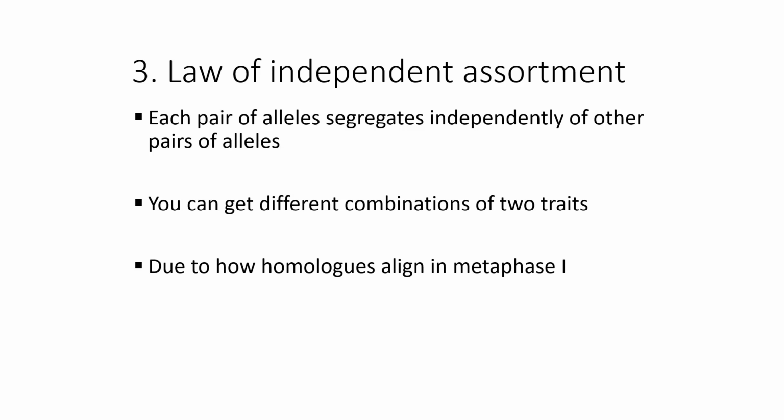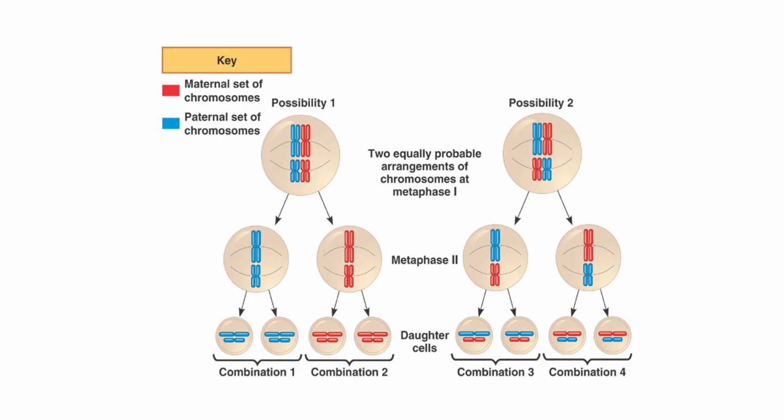But the law of independent assortment means you get different combinations of two traits because of how the homologs align in metaphase 1. See here that you have two pairs of homologs, and the maternal set of chromosomes can align where both of them are on the right with the paternal on the left. Or they can mix it up a little bit.